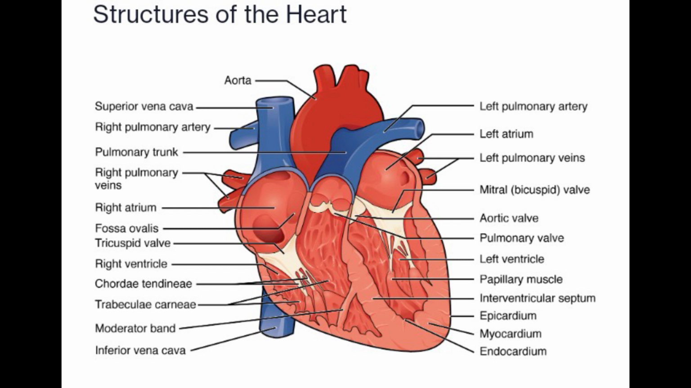The semilunar valves guard the emergence of the pulmonary and systemic aorta. The tri- and bicuspid valves are attached to the papillary muscles of the ventricles with the help of chordae tendineae. The bicuspid and the tricuspid valves are so called because they consist of two and three cusps respectively. The valves of the heart are responsible to prevent the backflow of blood and to maintain the unidirectional flow of blood through the heart. The right and the left ventricles are separated by the interventricular septum.